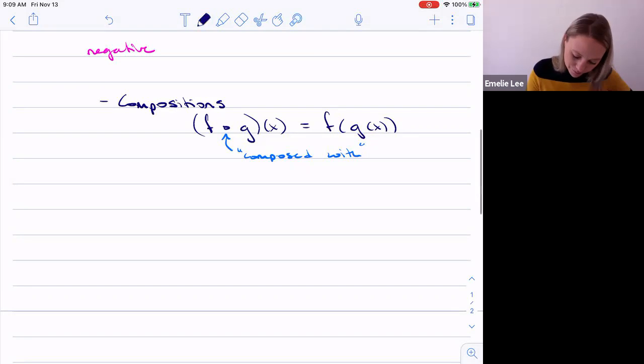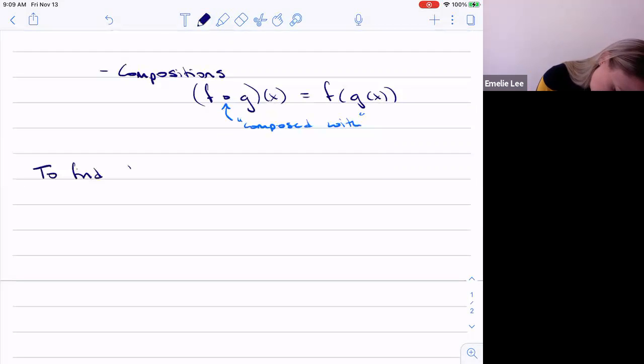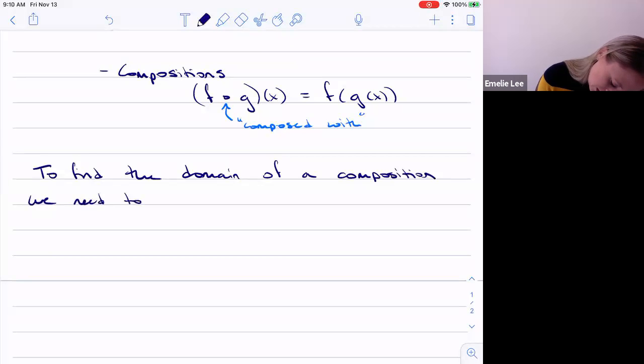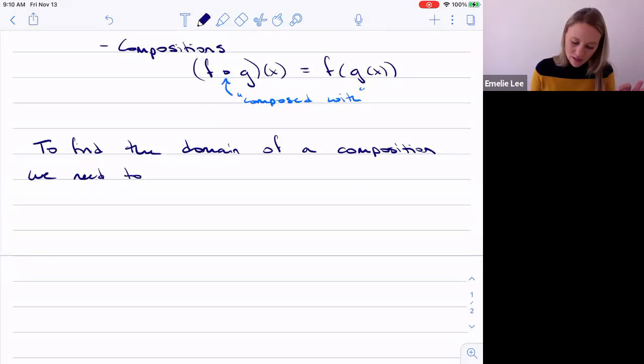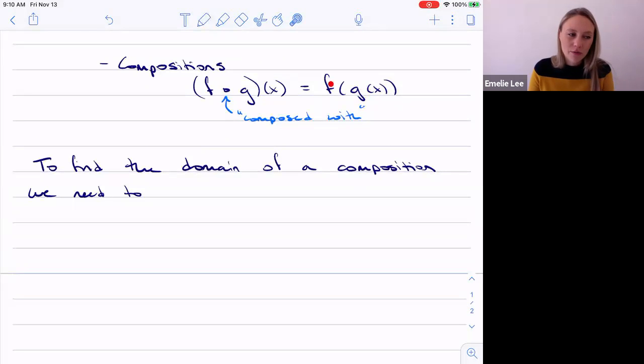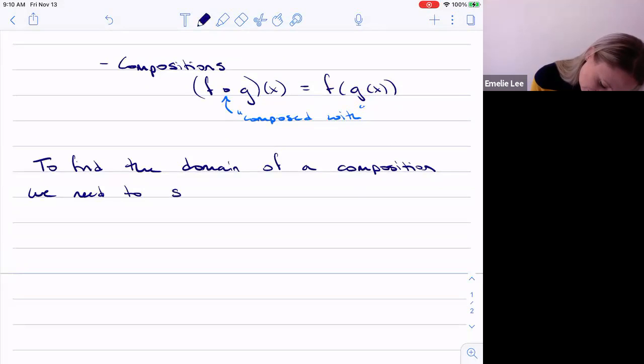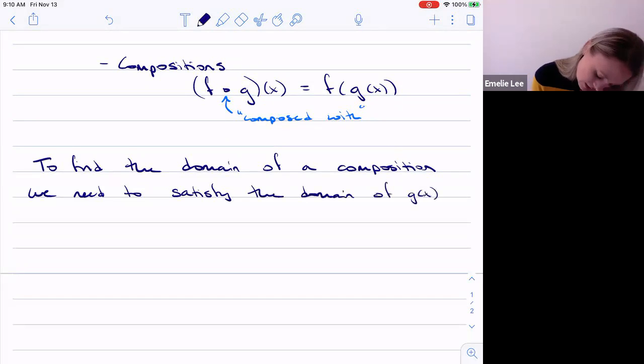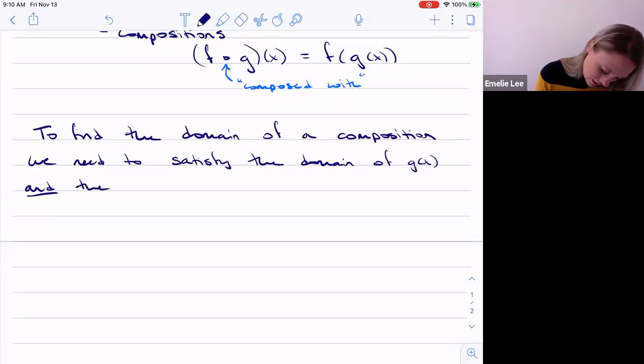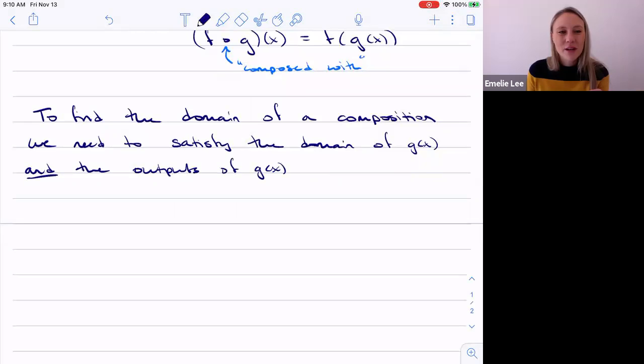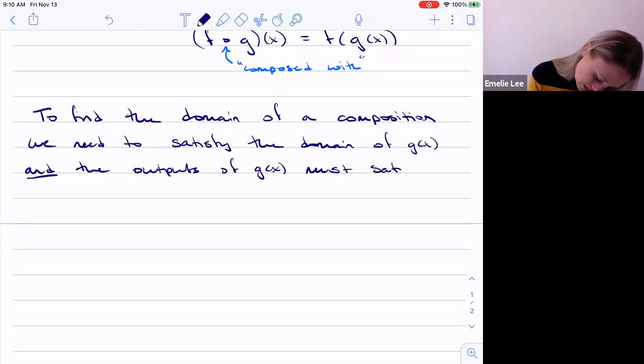So it's a little bit trickier to find the domain of a composition. We need to satisfy the domain of g of x, in the case that g of x is the one that's going into f of x, we need to satisfy the domain of g of x, and the outputs of g of x must satisfy the domain of f of x.